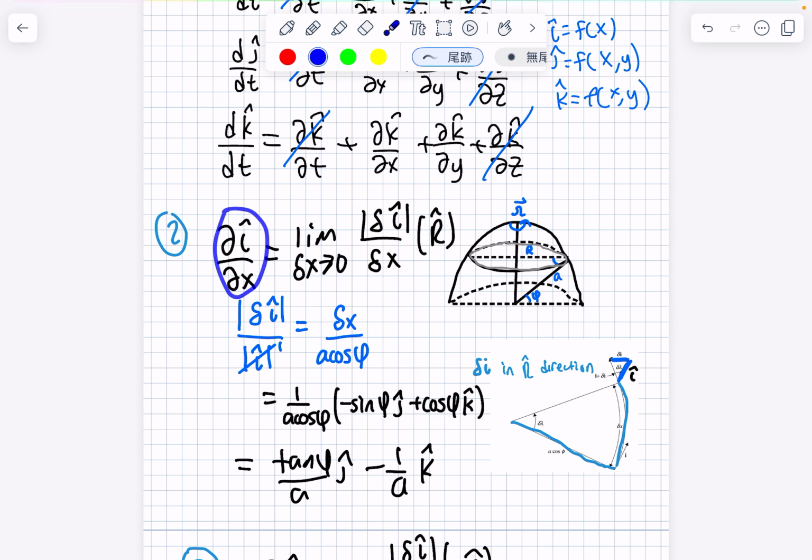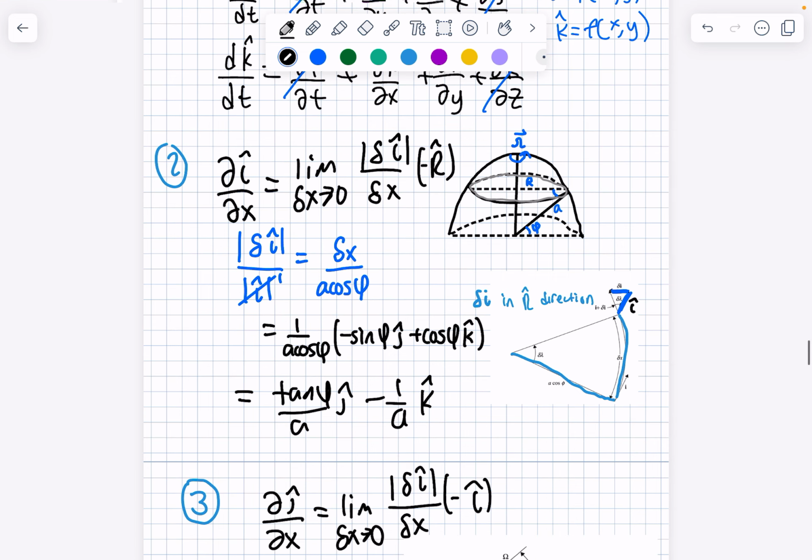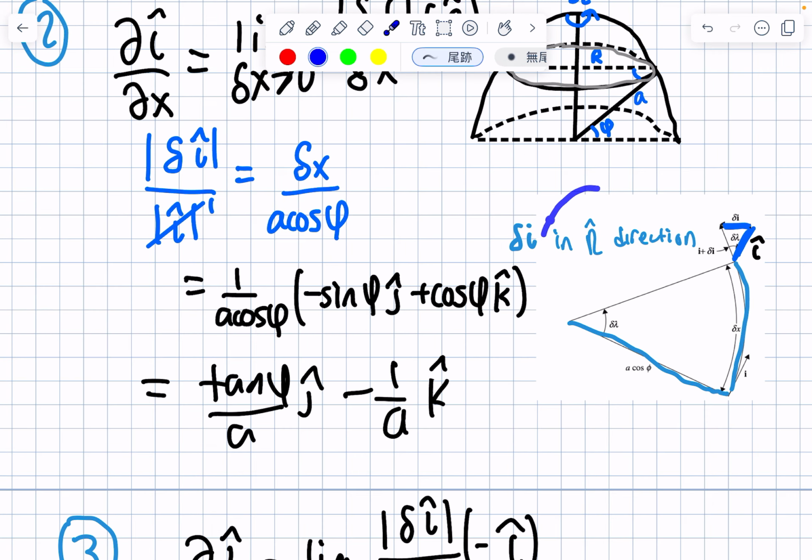Partial i partial x is equal to the limit as delta x goes to 0 of the magnitude of delta i over delta x in the negative r hat direction. If we draw this diagram, we can see that using the similarity of triangles rule from geometry, i goes this way, i plus delta i goes this way, and delta i goes this way in the negative r direction.